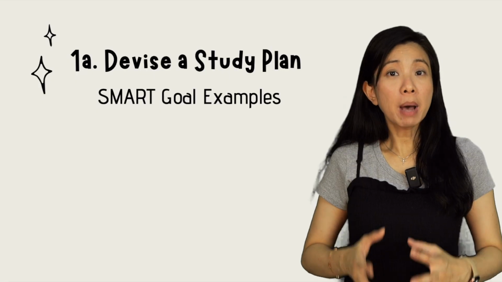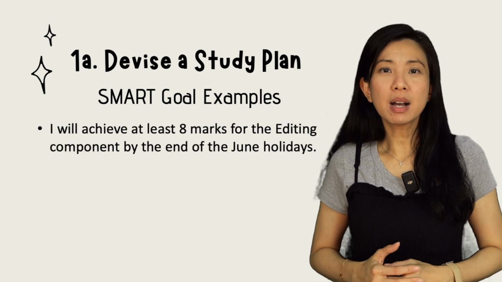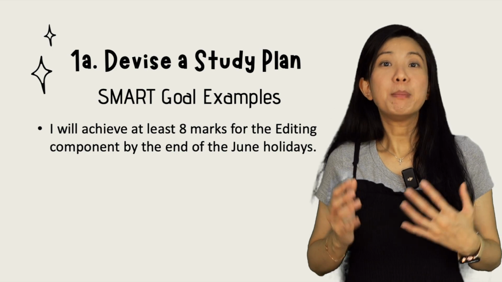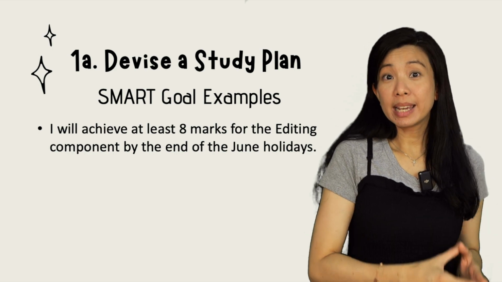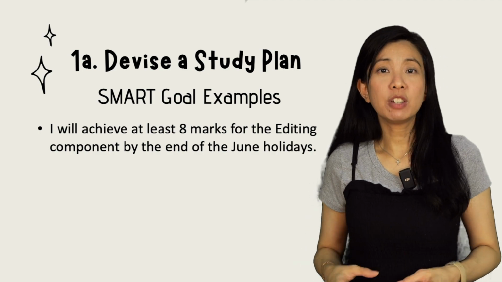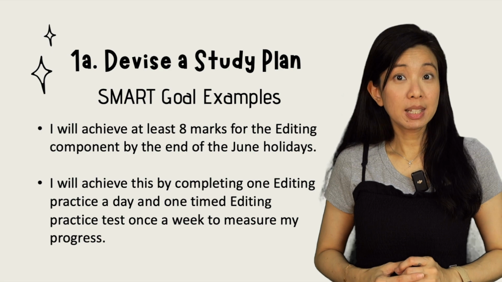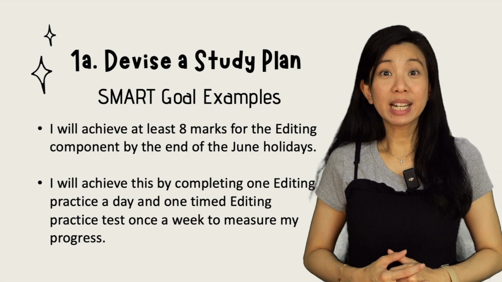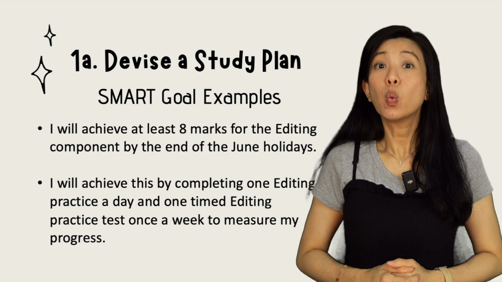Let me show you a couple of examples. So let's say I want to focus on editing. So my SMART goal could look something like this. I will achieve at least 8 marks for the editing component by the end of the June holidays. And I could also set a second goal, which will help me to achieve my first goal. So it might look something like this. I will achieve this by completing 1 editing practice a day and 1 timed editing practice test once a week to measure my progress.